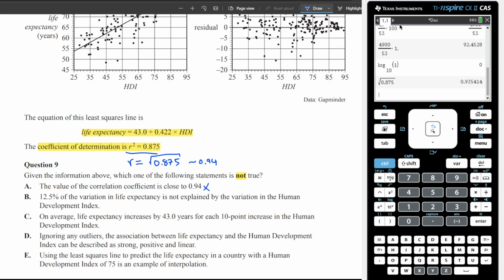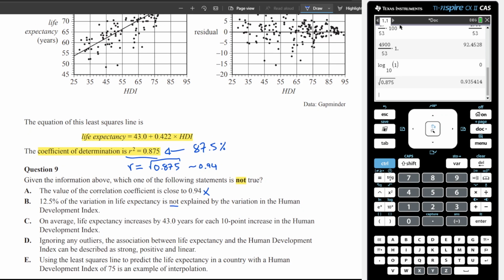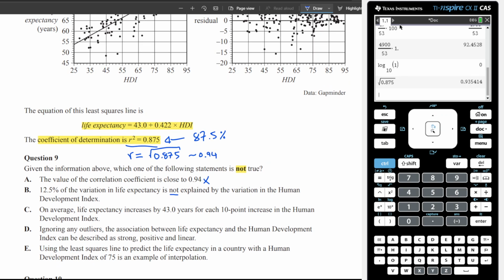12.5% of the variation in life expectancy is not explained. So we've got double negatives, not explained by the variation in HDI. Well, how do we work that out? We know that from the r squared value, 87.5% is explained. So 12.5% is not explained. That's correct, meaning it's not the answer we want because we want the one that's not true.